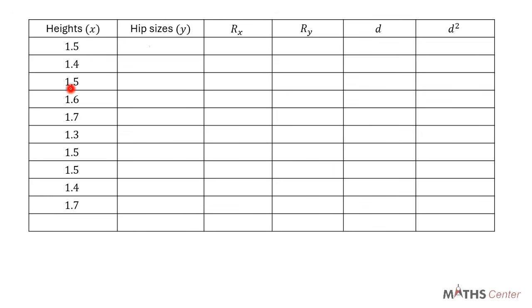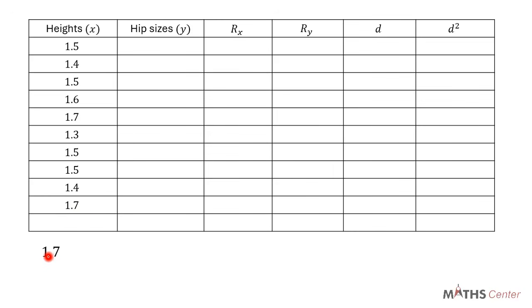Here are the x values from the table, the heights. And here are the hip sizes, that's the y values from the table given to us. Now let's begin by ranking the x values. As you can see from the values, some of them occur more than once, and so you have to rank them differently as compared to what you have been doing all along. So what I will do is that I will list them from highest to lowest.